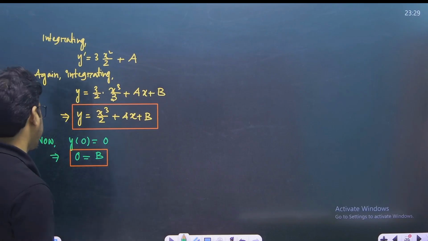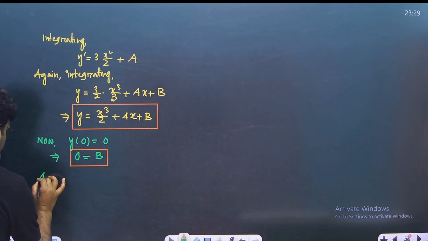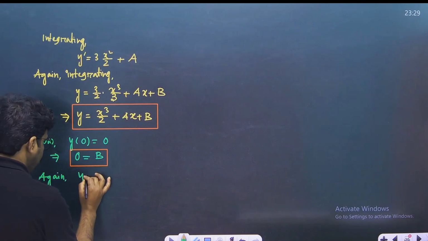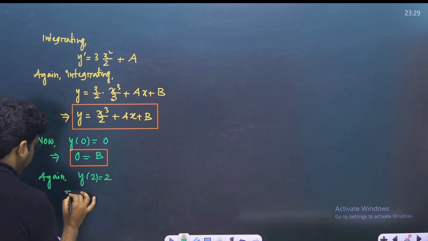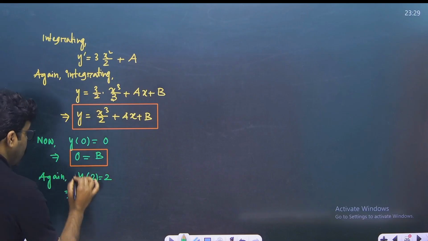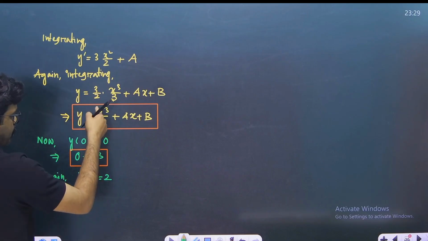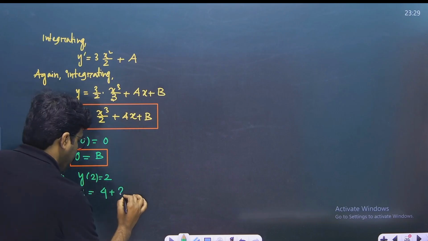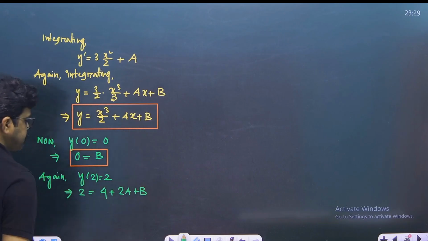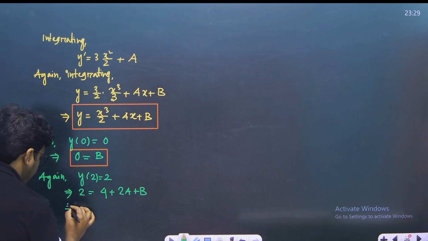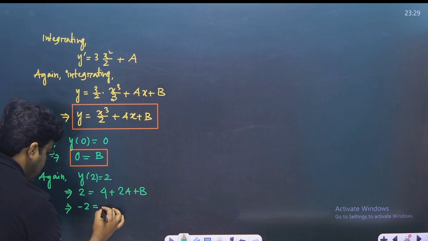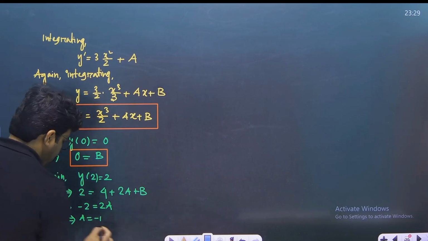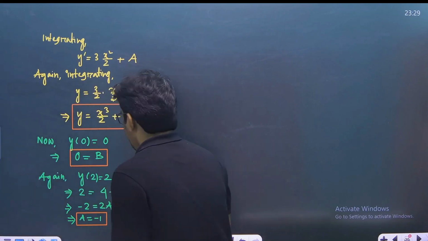From the second boundary condition, y(2) is equal to 2, this implies that when x is equal to 2, y is 2. So 2 is equal to 2 cube by 2, that is 8 by 2, that is 4, plus 2a plus b. Here b is 0. So 2 minus 4, that is minus 2, is equal to 2a. That means a is equal to minus 1. So a is minus 1 and b is 0.